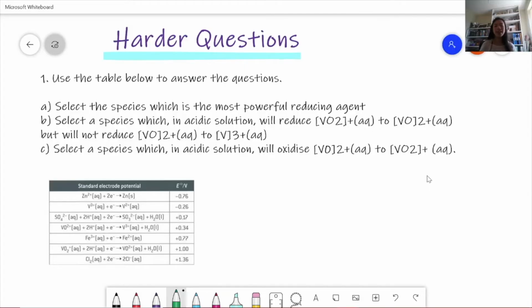Everyone, thank you so much for clicking onto the video. And we're going to look at some harder questions for electrochemical cells. It says to use the table below to answer the questions.